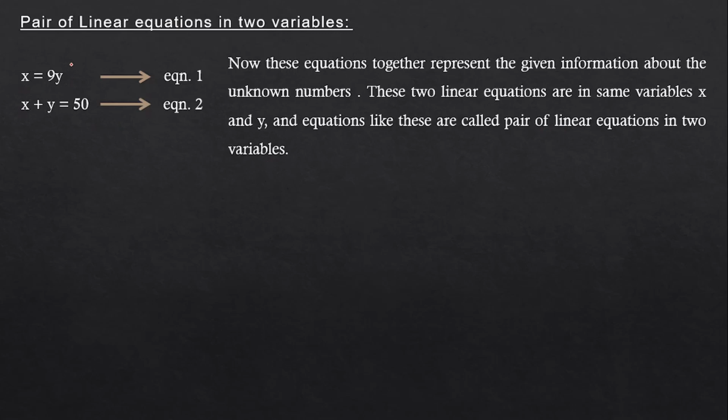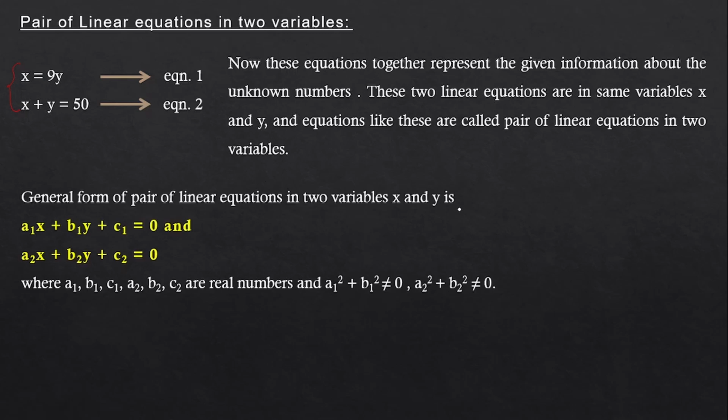If I only say x is equal to 9y, this is not going to help me identify the values of x and y. If I just give you x plus y is 50, again, there can be infinite values which will satisfy either of the equations. But if we want to find out that particular value of x and y, which is satisfied by both the equations, then we need to study both the equations together. And together they are called as pair of linear equations in two variables.